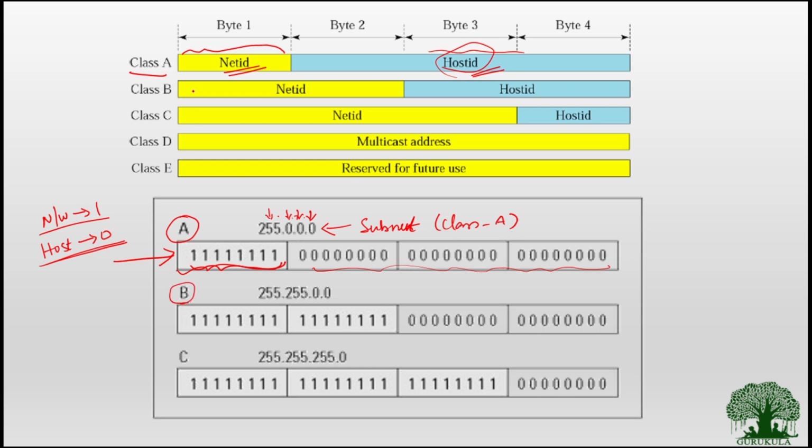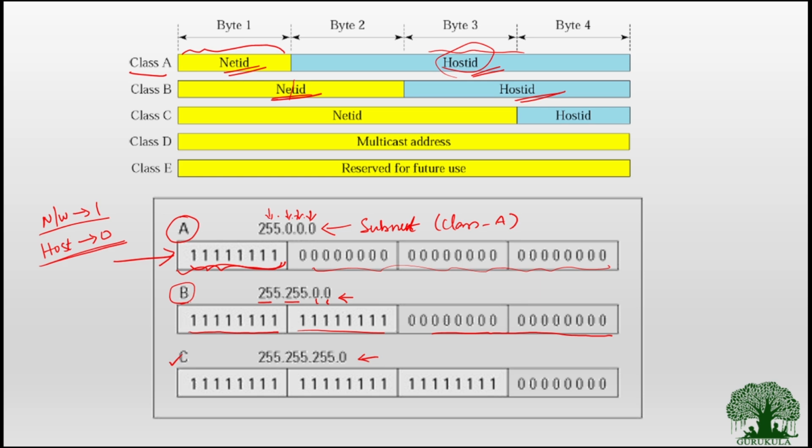Similarly for class B, 16 bits are meant for the net ID and 16 bits are meant for the host ID. So I mark 16 bits as 1 and 16 bits as 0, and we get 255.255.0.0. This is the default subnet mask for class B. Similarly for class C, the default mask would be 255.255.255.0.